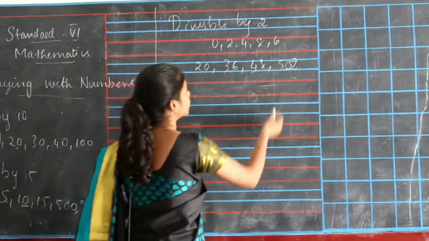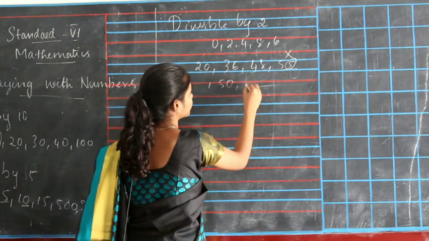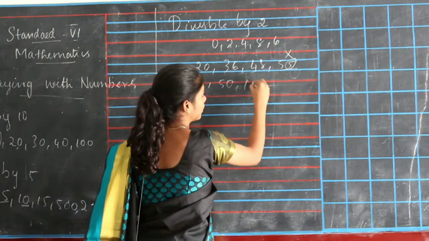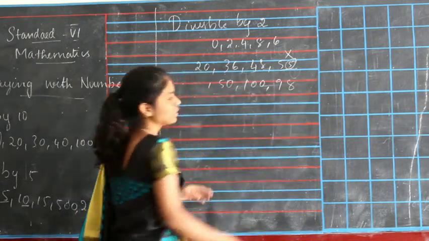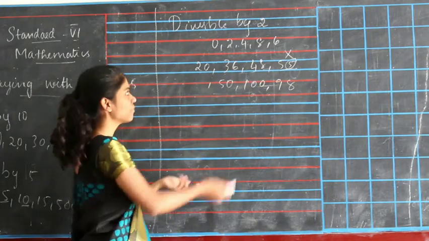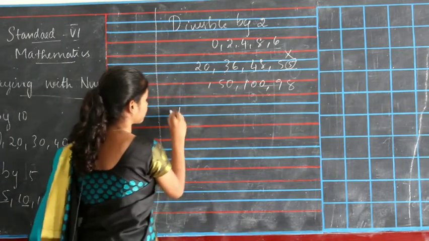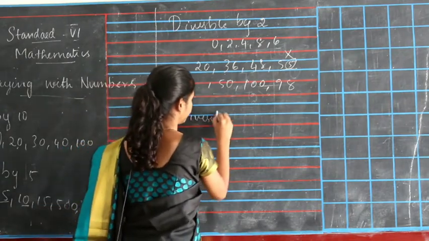Okay, then 50, 100, 98, all these numbers can be divided by 2 because in the unit place we have the even numbers.